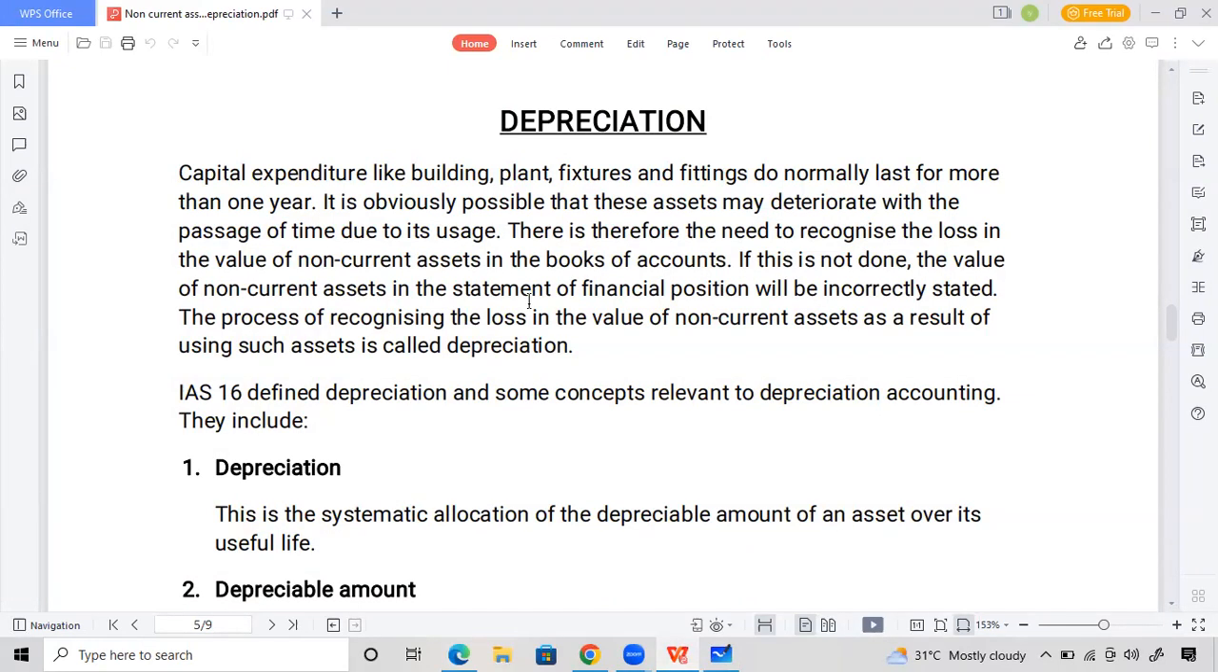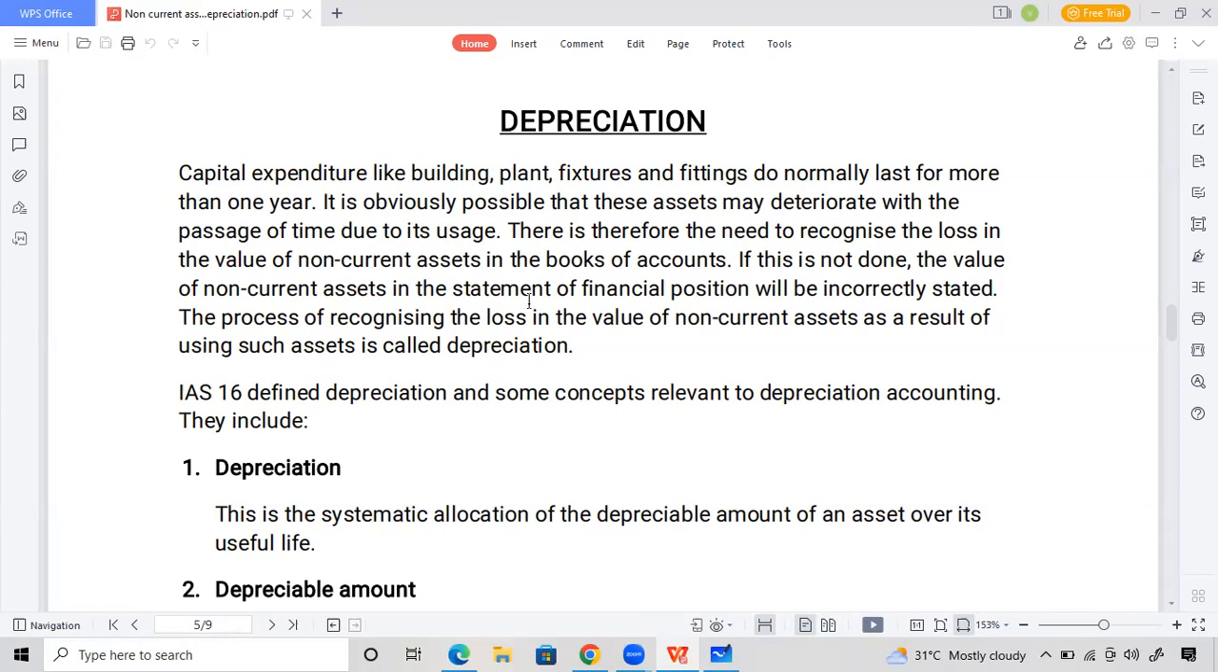Capital expenditure like building, plants, furniture, and fittings do normally last for more than 1 year. It is always possible that those assets may deteriorate with the passage of time, due to their usage. There's therefore the need to recognize the losses in the value of the non-current asset in the books of accounts. If this is not done, the value of the non-current asset in the statement of financial position will be incorrectly stated.